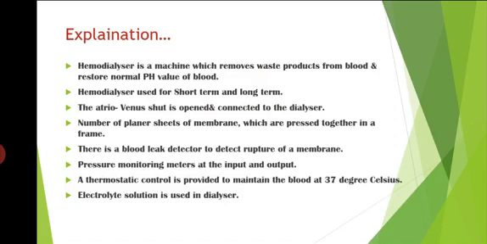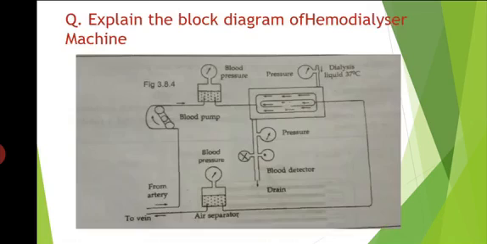Hemodialyzer is a machine which removes waste products from the blood and restores the normal pH value of the blood. It is used for both short term and long term treatment. The arteriovenous shunt is opened and connected to the dialyzer. A number of planar sheets of membrane are pressed together in a frame. There is also a blood leak detector, for detecting membrane rupture.